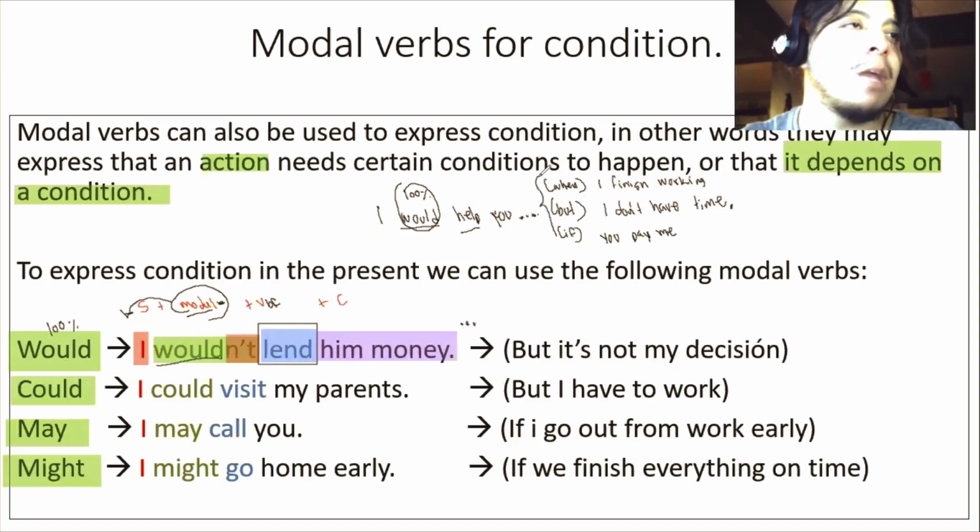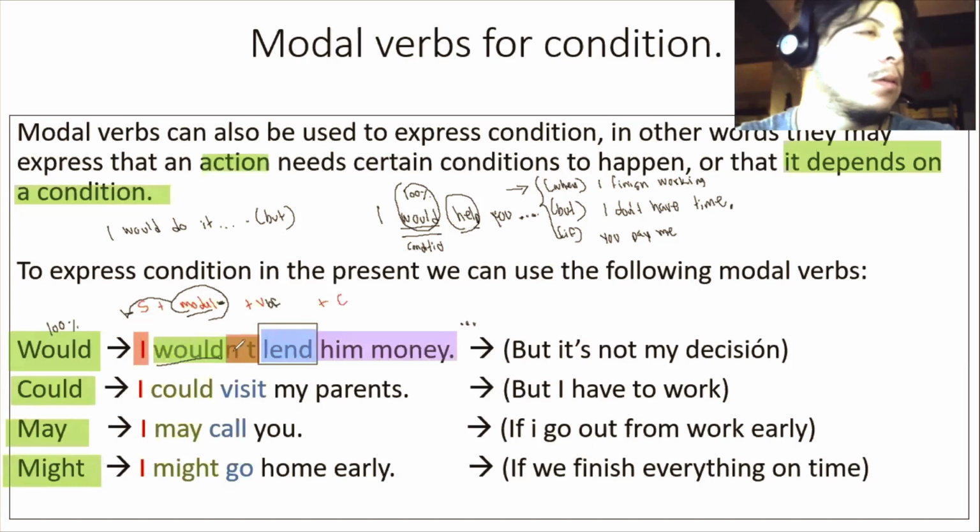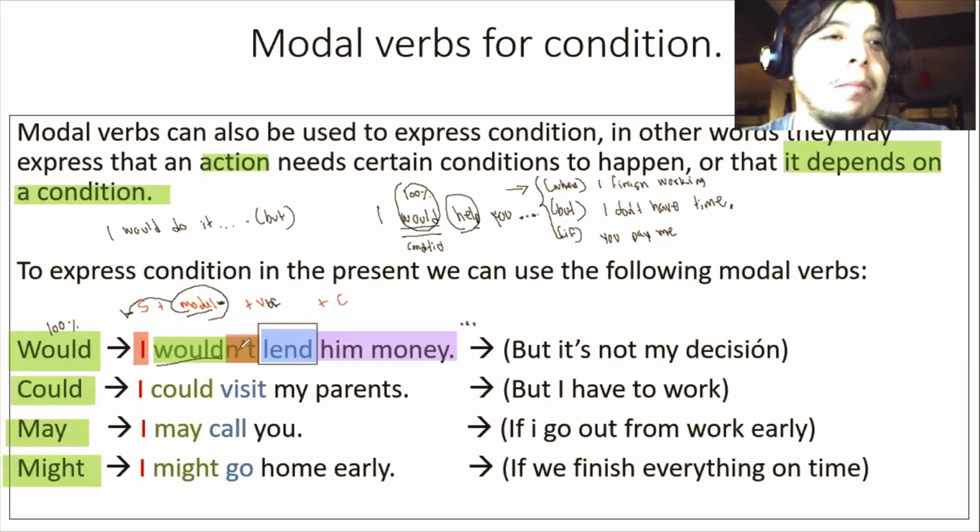When you are using a modal verb like would, this is a condition. You are saying that this action depends on this condition. Maybe you're not saying the condition, but when you say I will help you, there is always a but. I would do it. Yo lo haría. Cuando digo yo lo haría, está implícito ahí un pero. I will do it, but.